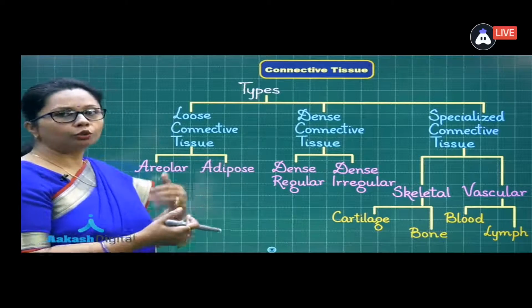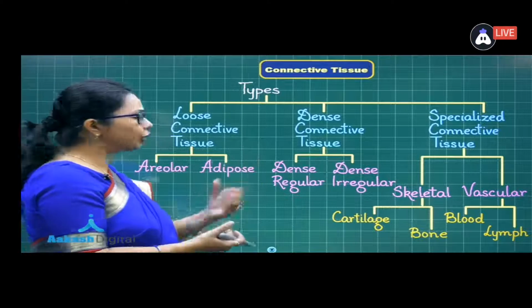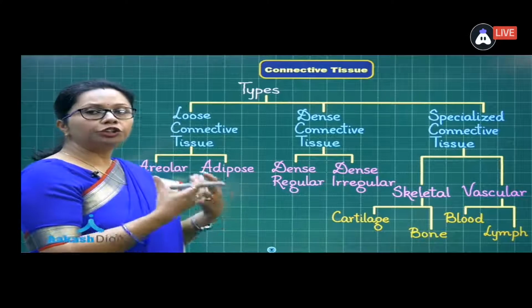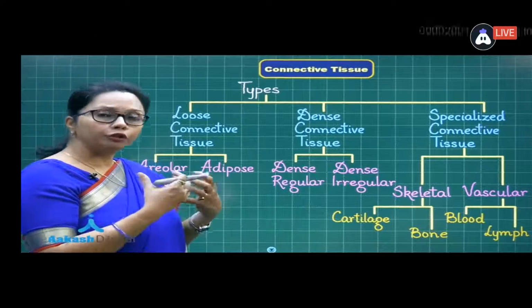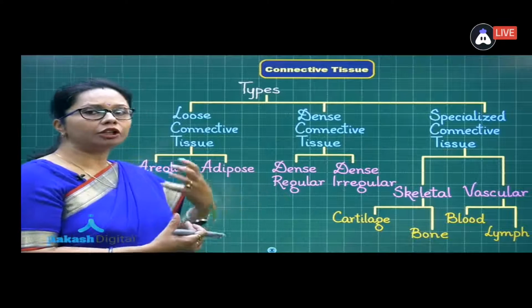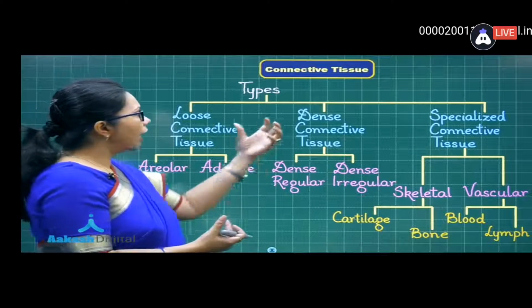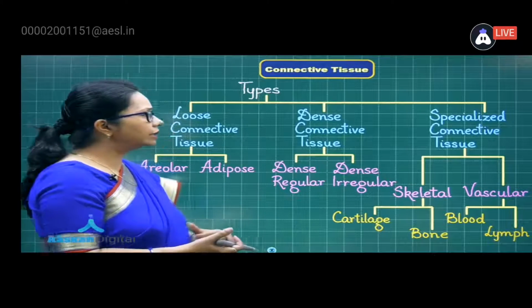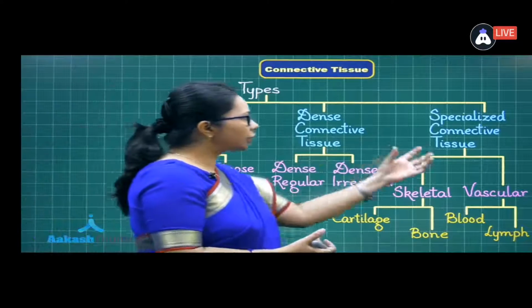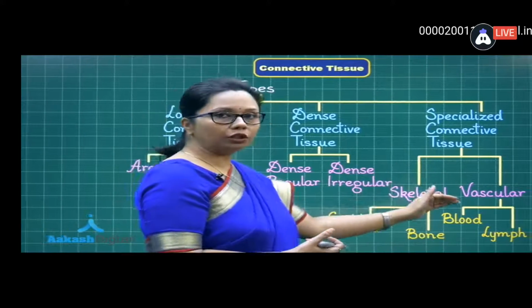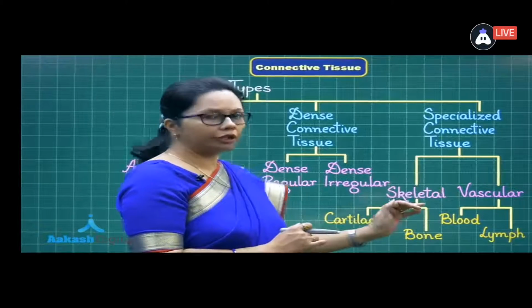Then the loose connective tissue we will be studying in two types, that is areolar and adipose, although there are others also, like reticular connective tissue and the embryonic connective tissue, similar to areolar but with much fewer fibers and more gelatinous matrix, that is the mucoid connective tissue. In the dense connective tissue we have dense regular and dense irregular, and the specialized connective tissue we will categorize into skeletal and vascular or the fluid connective tissue.